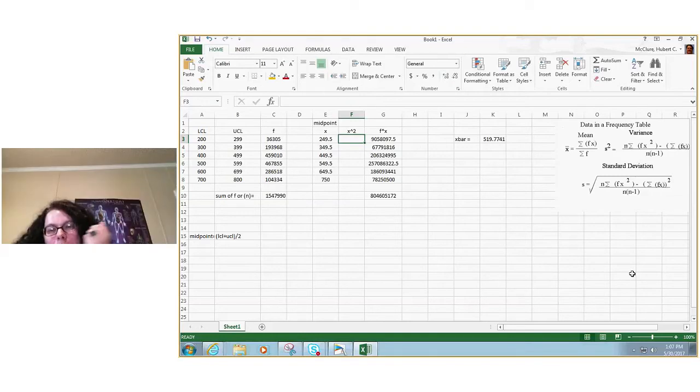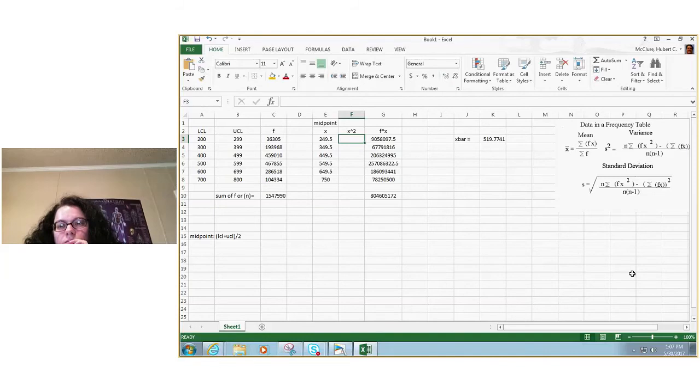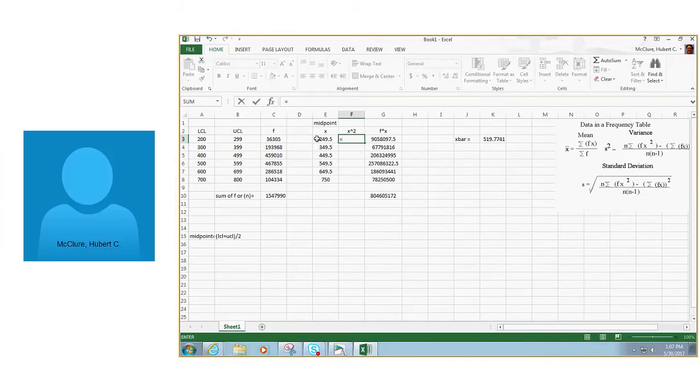Let's do the whole column. This is all what? 7 numbers? 6 numbers? I didn't get 519. I'll do the first one for you. 249.5 raised to the what? Second power. There, I did that one. Now you do the rest of them.